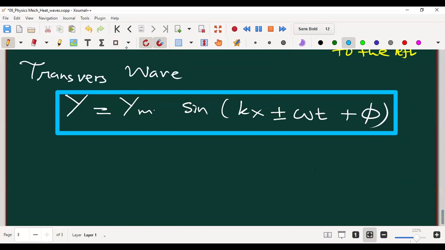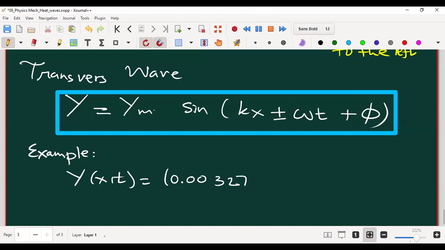Okay, for example, if we have an equation of motion here, for example, I have y(x, t) equals 0.00327 sin(27.1x − 2.72t). Yeah. So this one is x in meters, and t is in seconds.